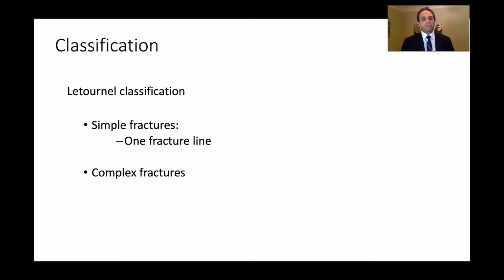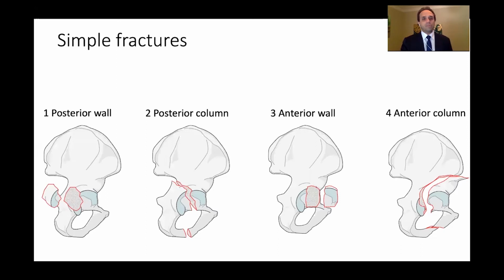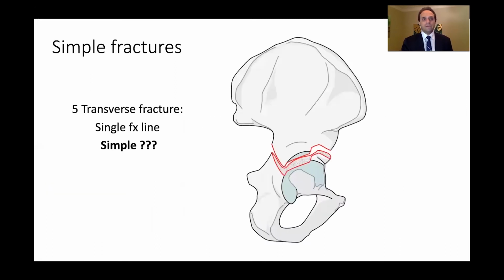So we start with the 5 simple. The 5 simple are the posterior wall, the posterior column, the anterior wall, and the anterior column. And you all know this. Then the 5th one is the transverse, which has a single fracture line, but actually it's not that simple. The transverse fractures are further subdivided into 3 types.